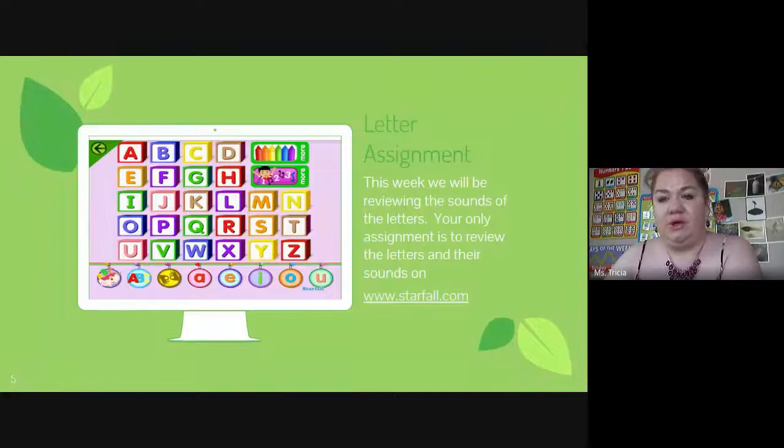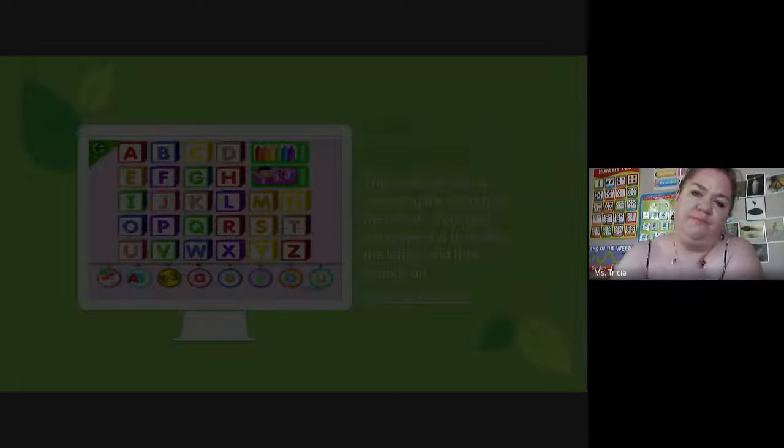And then this week we're going to also continue to review the sounds of a letter. Your only assignment is to review the letters and their sounds on Starfall.